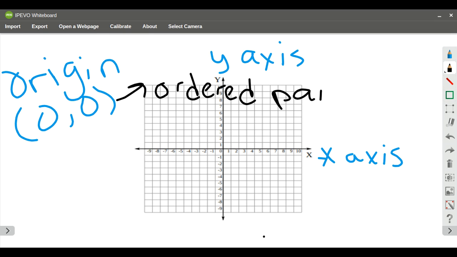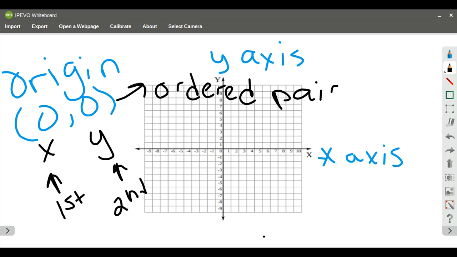So an ordered pair has two values in it. It's going to have an x-coordinate and a y-coordinate. The x-coordinate always is your first coordinate. The y-coordinate is always your second coordinate. So you need to remember that my x-coordinate is what I will graph first. That is my horizontal movement, so I'm going to move left or right depending on the value that I have there. And then I'm going to move my y-coordinate, which is going to be up and down depending on the value that I have.